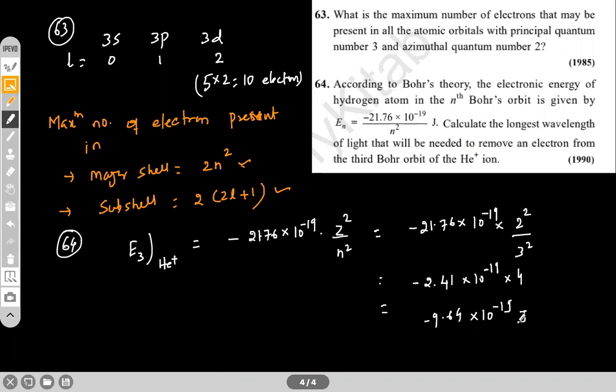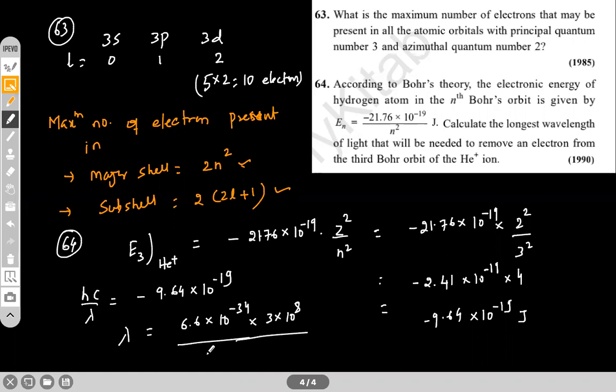Now for the longest wavelength, we know the wavelength is associated with the energy E by lambda equals hc by E. The energy is 9.64 into 10 to the power minus 19 joule. So lambda equals 6.6 into 10 to the power minus 34 times 3 into 10 to the power 8, divided by 9.64 into 10 to the power minus 19. So the answer would be in the order of 10 to the power minus 7.